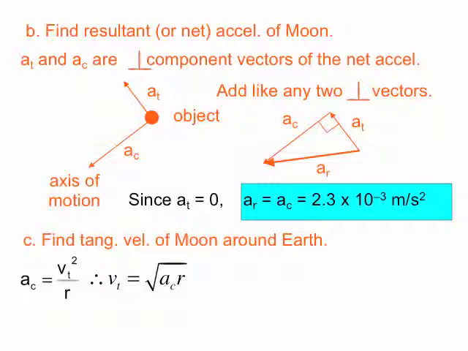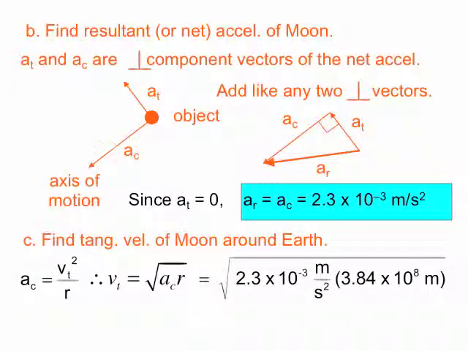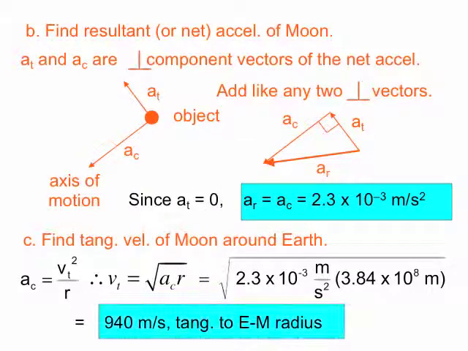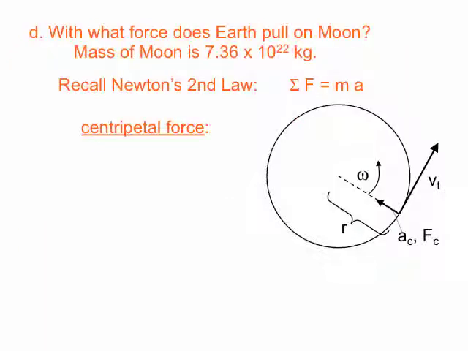So centripetal acceleration is tangential velocity squared over the radius, shifted about. Plug in our numbers, and we get 940 meters per second, tangent to the Earth-Moon radius. So let's see what the force is that the Earth has pulling on the moon.